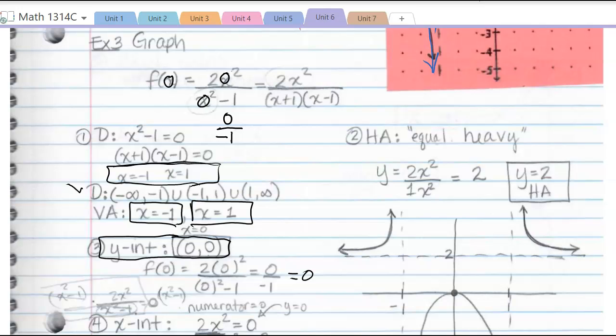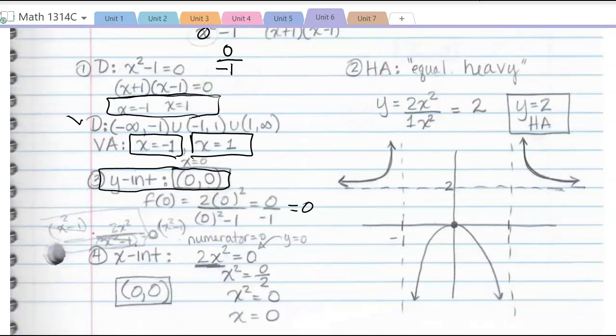To find the x-intercept, we let the numerator equal 0. So that's how we get 2x squared is equal to 0. Divide both sides by 2. Then I get x squared is equal to 0, square root both sides, and I find x is equal to 0, and again I find the x-intercept to be (0, 0), which is the same as the y-intercept. That just means we get 1 point on our graph.